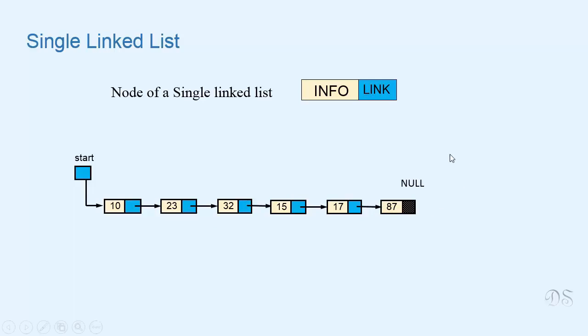If the link part of a node is null, it means there is no next node. No next node means end of the list. In this presentation, we will denote a link that is null by using this shaded box. So we use null to denote the end of the linked structure. In this example, this is the last node, so its link part is null. For an empty linked list, the pointer start will be null. Now let's see how we can implement a single linked list in C++.